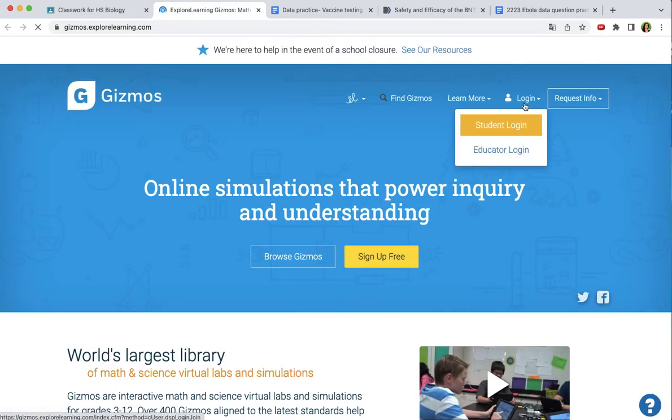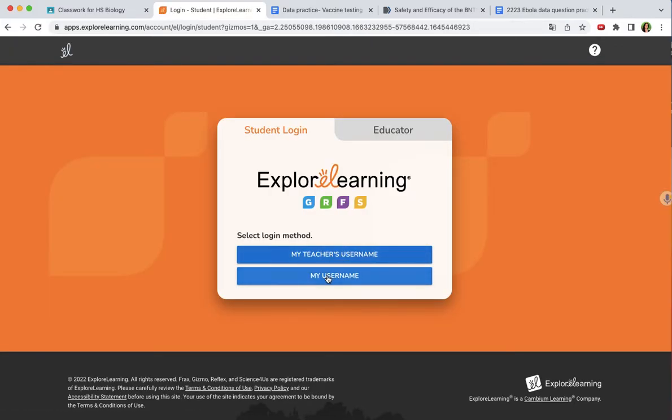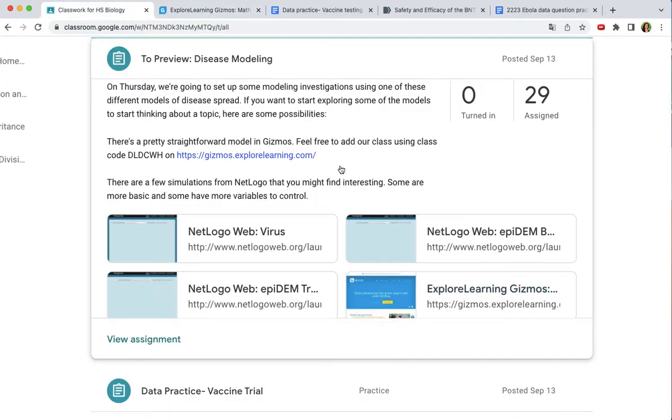What you should be able to do is go to the student login, where there's a class code, but you kind of have to pretend like you're going to log in to get to that point. So you can say my username, and then there should be this student class enrollment. This is where you're going to put the class code. It's right here, DLDCWH. You can either link that to the Gizmos account that you might have made last year, or you can make a new one.